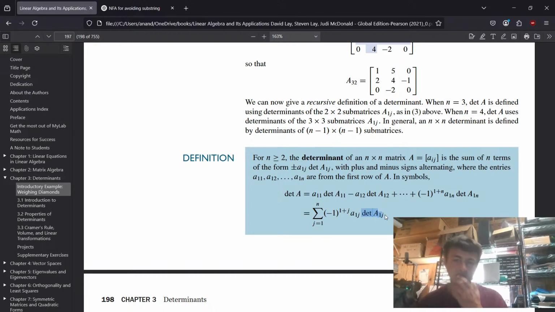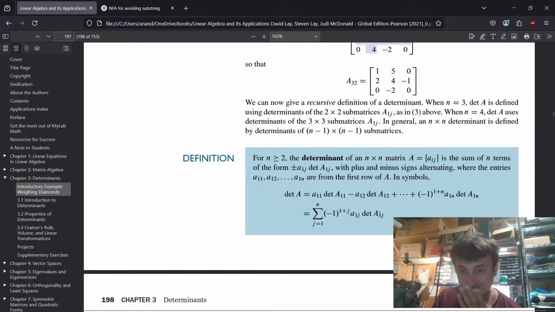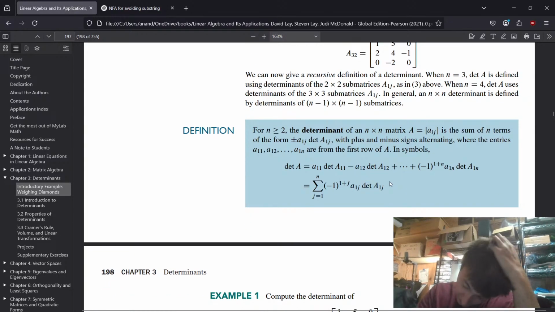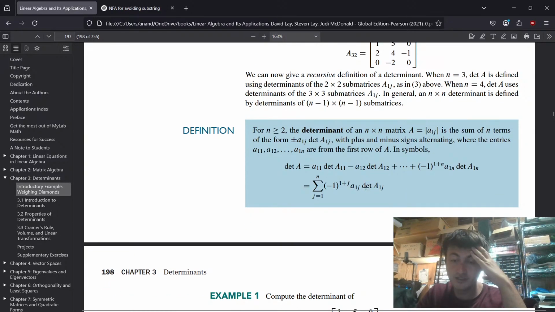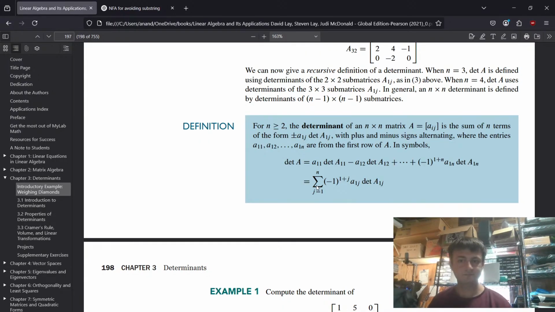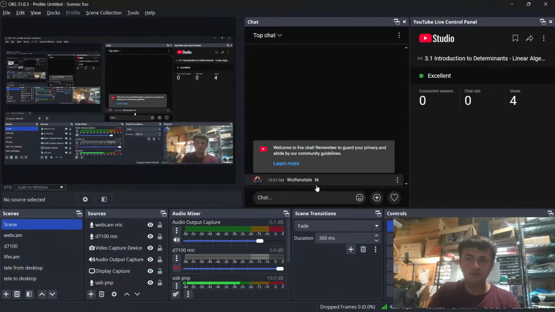Okay, I understand this operation now. This ij thing. But yeah, it's recursive because if let's say you have a 4 by 4, then you're gonna have 3 by 3 determinants. All right, let's just try to use this formula to compute a determinant. All right, I'll do that.